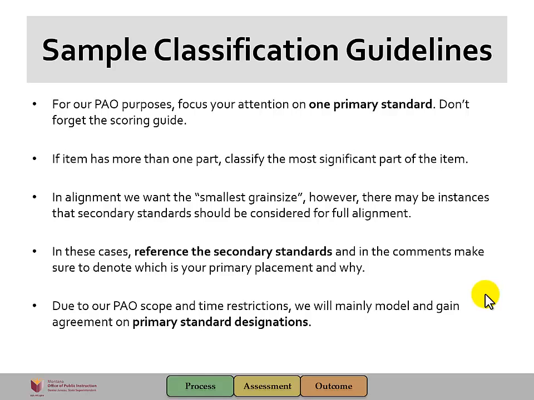Due to our POW scope and time restrictions, we mainly model and gain agreement on primary standard designations. That being said, conversations about why there are multiple parts of an item and why one item may address several Montana Common Core standards should take place. For instance, these conversations can take place while clarifying points of disagreement between peers in your consensus rounds. It's important to know what these differences are and why they are prevalent.